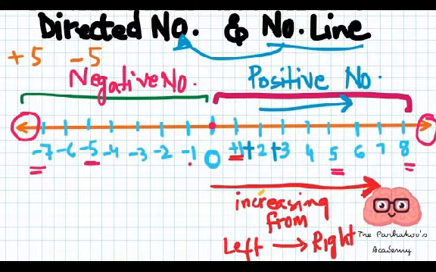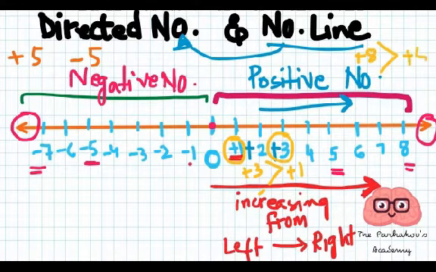So I can say that +3 is greater than +1, right? +3 is greater than +1. Similarly, +8 is greater than +5, because we are moving on the number line, and as we move towards the right, the numbers are increasing. But on the other hand, things are going opposite.